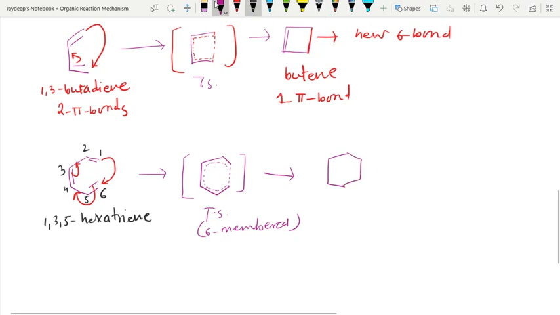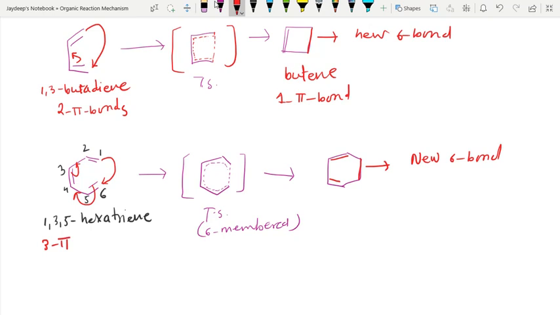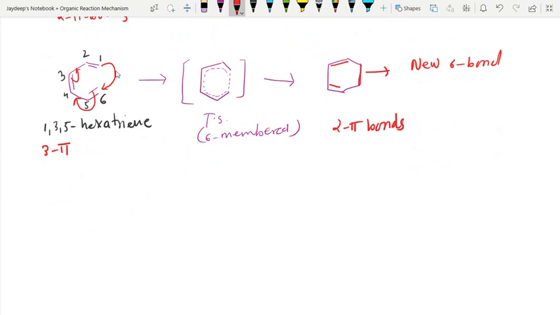Now the newly formed double bond I am going to represent with the red mark. So this is the bond position newly formed, and this is the new bond. So a new sigma bond is formed. In this case there are 3 pi bonds initially. Now in the product there are 2 pi bonds. So you can see the difference.